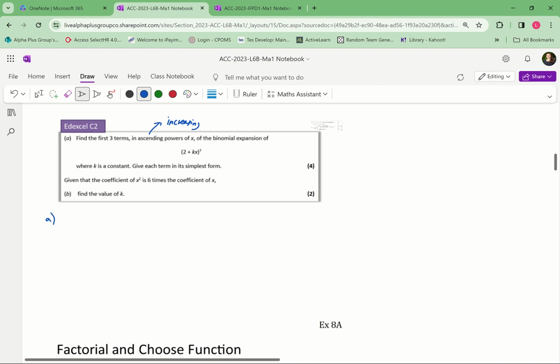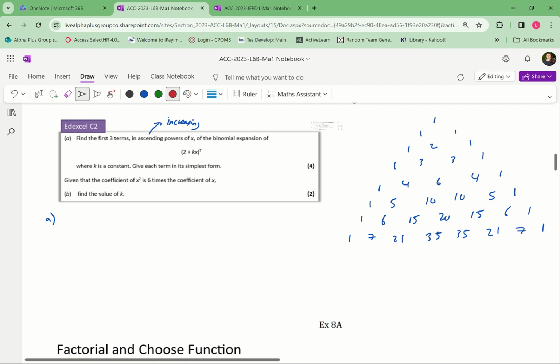Okay, so for part A, I need to quickly write out Pascal's triangle until I reach the line that I need for the power of 7. I'm not quite there yet, so I'm going to have to do this. Coincidentally, we're going to find an even quicker way of doing this in future lessons, but it's important to build it up slowly. 6 plus 15 is 21. 35, 35, 21, 7, 1. Okay, so this is the row of Pascal's triangle that's going to give me the coefficients for my expansion.